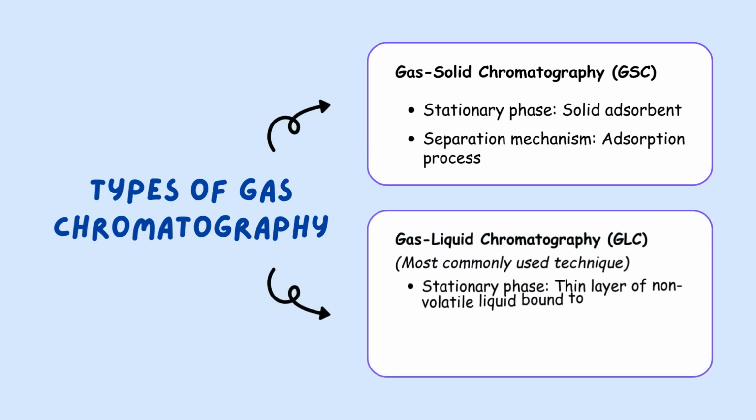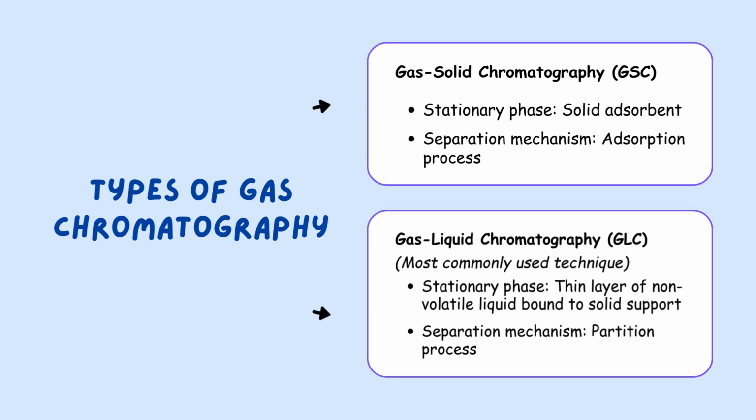However, the most commonly used technique is gas-liquid chromatography, or GLC. In GLC, the stationary phase consists of a thin layer of non-volatile liquid that is bound to a solid support. The separation mechanism in this case is a partition process, where components distribute themselves between the liquid stationary phase and the gas mobile phase. GLC is preferred in most applications because it provides better separation efficiency and is suitable for a wider range of compounds.